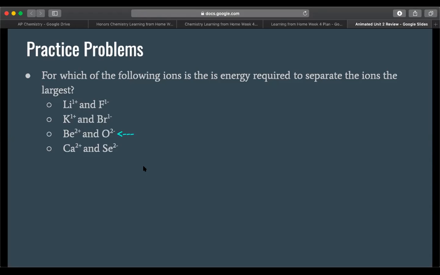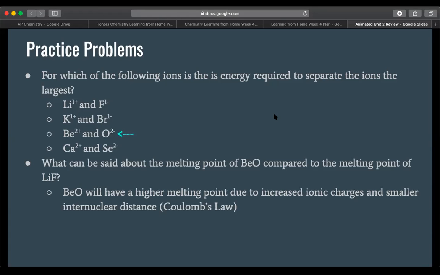Is that all sounding vaguely familiar? Not at all, but I'm learning. This is all just application of Coulomb's law. Charge and distance, charge and distance. You want a small distance and a high charge to have large attraction. Okay. So Coulomb's law is just talking about charge and distance. So we want a high amount of charge and a small distance, because that will give us the most attraction.